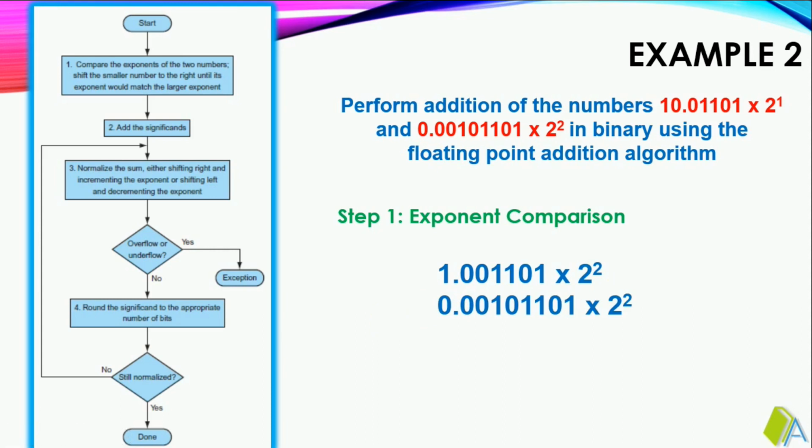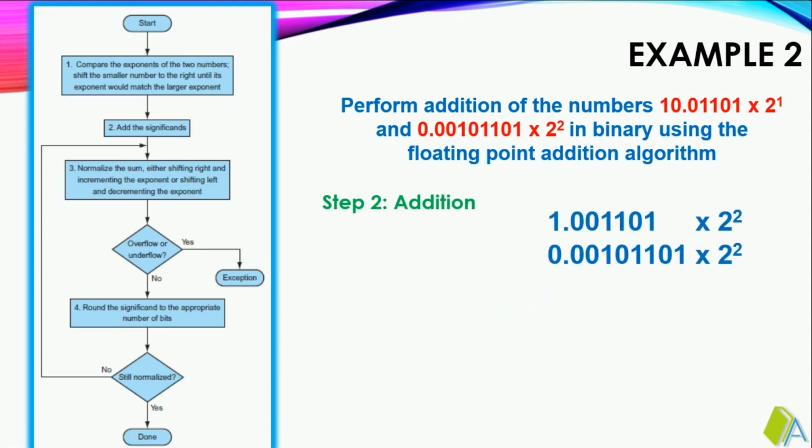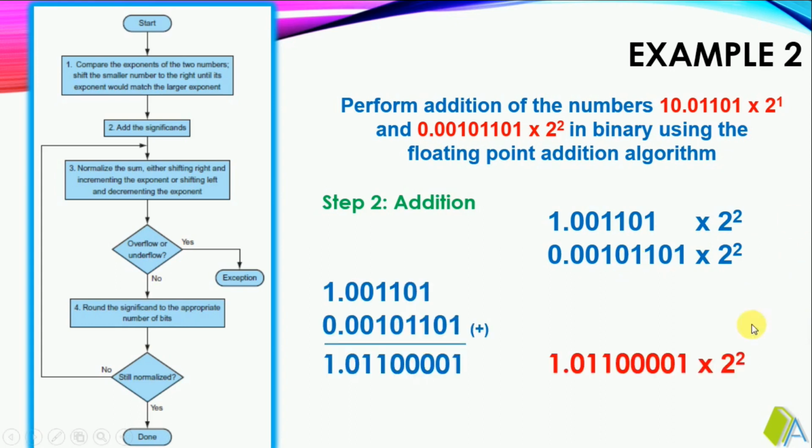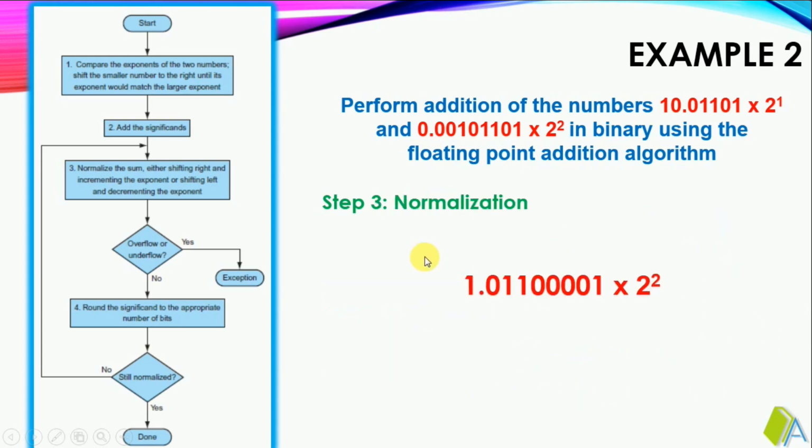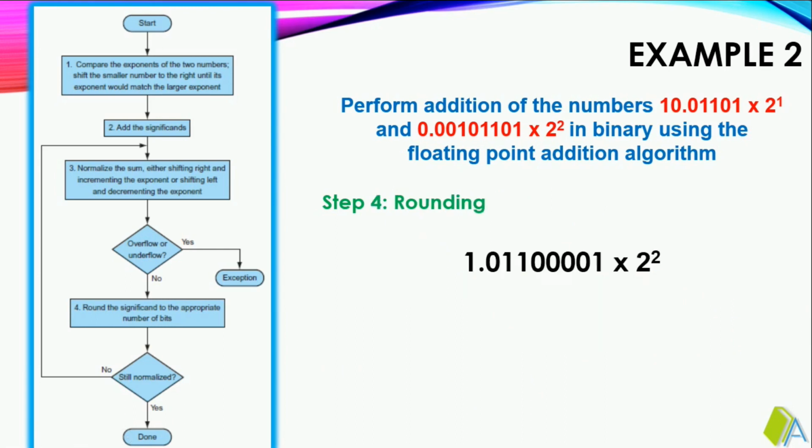Now in step 2 I can perform addition of the significant bits since I have already matched the exponent values. After performing addition of the significant bits, this will be my sum. Now in the third step I have to perform normalization. The obtained answer is already in the normalized format, so I can directly move on to step 4.